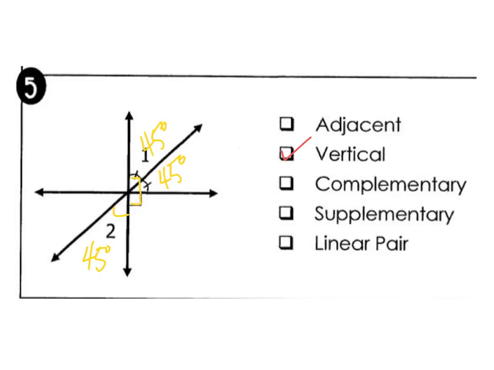All right, now we want to continue going through. They're not adjacent, so we can't check off adjacent, all right, because they do not share a common side. Remember, we're looking at angle 1 and angle 2 here. We know they're vertical. We also know that they're complementary because if we add them together, 45 plus 45 equals 90, so they are complementary. If they're complementary, they're not supplementary, and if they're not supplementary, they're not a linear pair. Therefore, these are vertical and complementary angles.